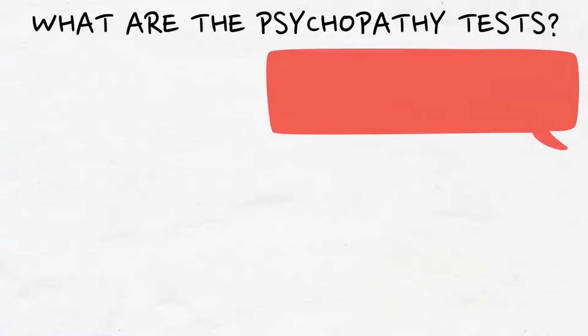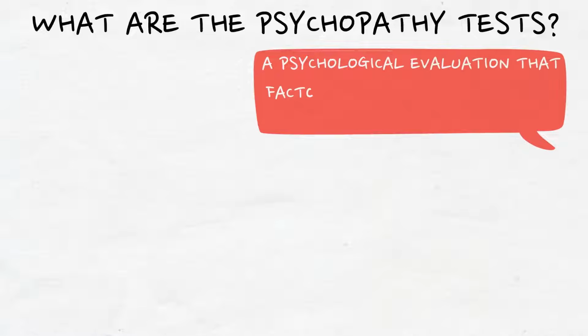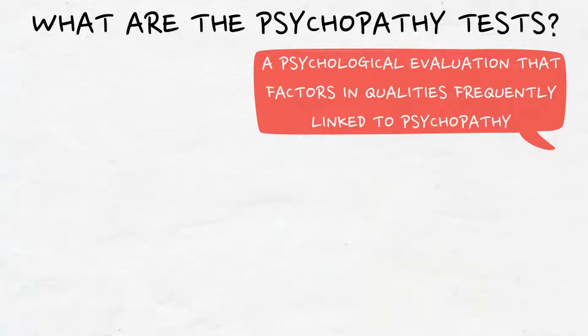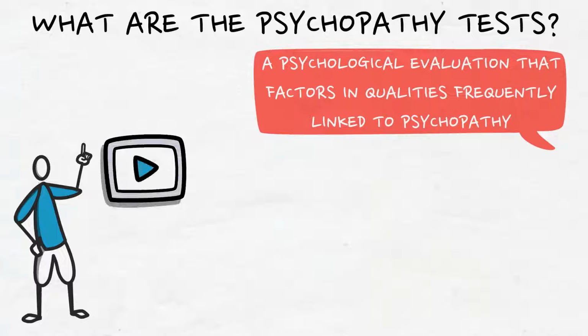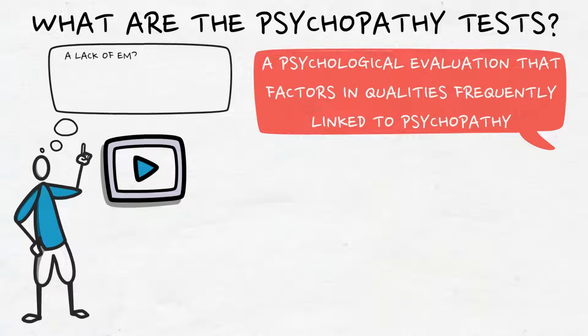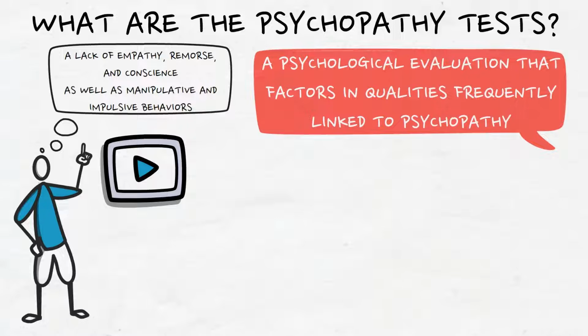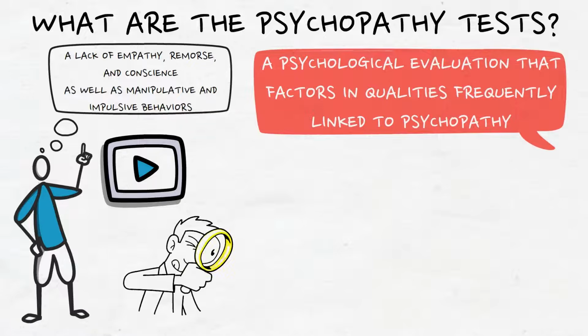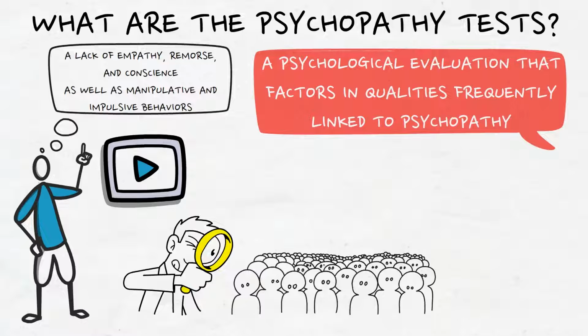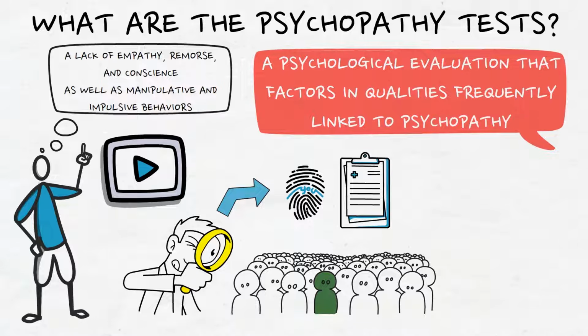Essentially, it's a psychological evaluation that factors in qualities frequently linked to psychopathy. As you may remember from our earlier videos, psychopathy is a mental illness that's characterized by a lack of empathy, remorse, and conscience, as well as manipulative and impulsive behaviors. In order to help identify people who may pose a risk to themselves or to others, psychopathy exams are frequently utilized in forensic and clinical settings.